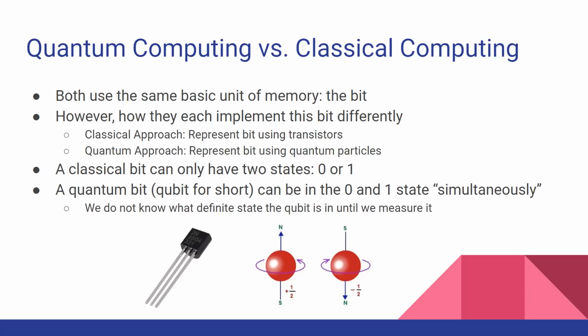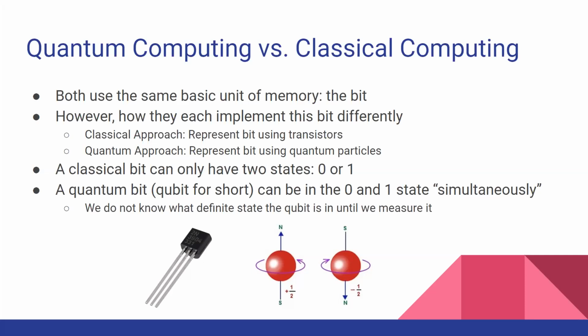However, the quantum approach is a little bit different in that we represent this bit using a quantum particle. Just like how there are multiple ways to implement a classical bit, there are multiple ways to implement a quantum bit. And so I will go into a little bit more detail about the different ways in which certain quantum particles are used to represent the 0 or 1 state.